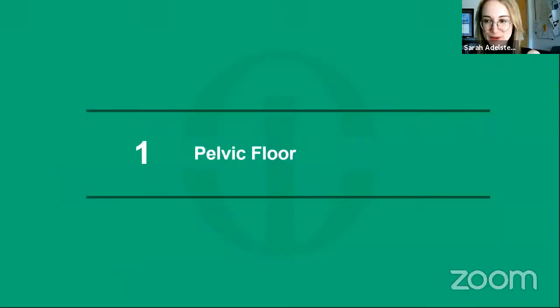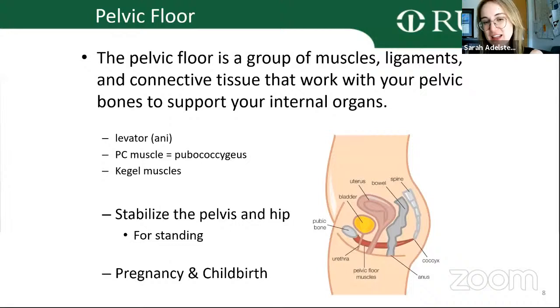So without further ado, the pelvic floor is a group of muscles, ligaments, and connective tissue that work along with your pelvic bones to hold in and support the internal organs. We've probably all heard of the levator muscles, the levator ani muscles, including the PC or pubococcygeus muscle. And these are the muscles that we use when we do a Kegel exercise.